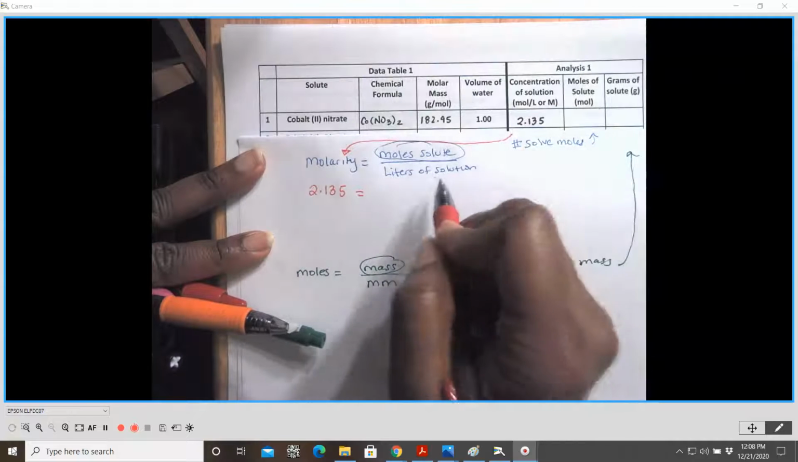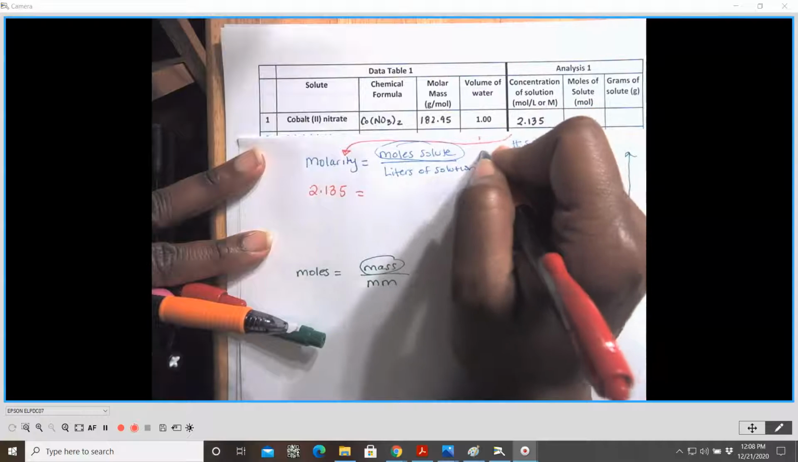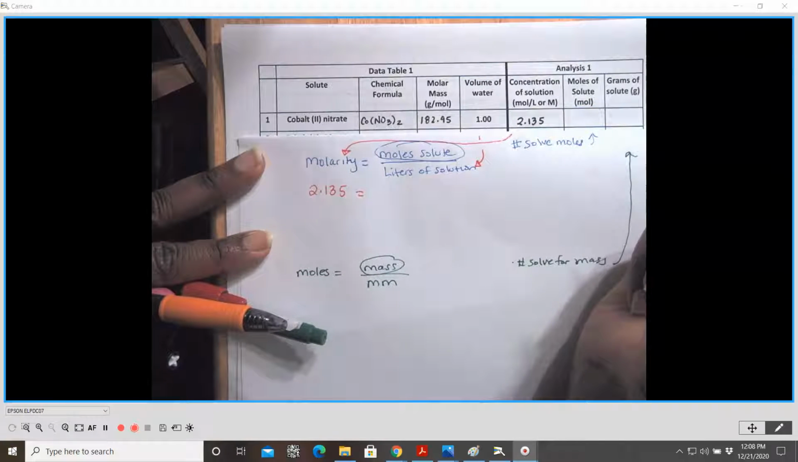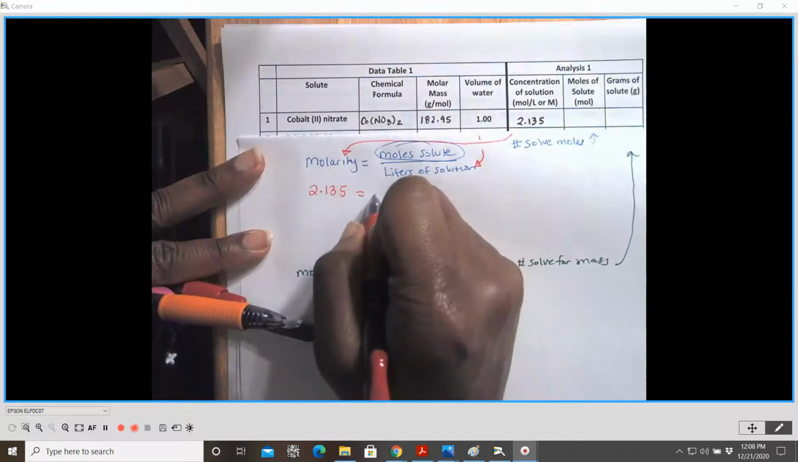Now for your volume of solution, it's going to be the volume of water. Now technically, these are not the same thing. The volume of water, which is your solvent, is not always equal to the volume of solution, but they're usually pretty close. So we're just going to use volume of water here. So that's going to go on the bottom.